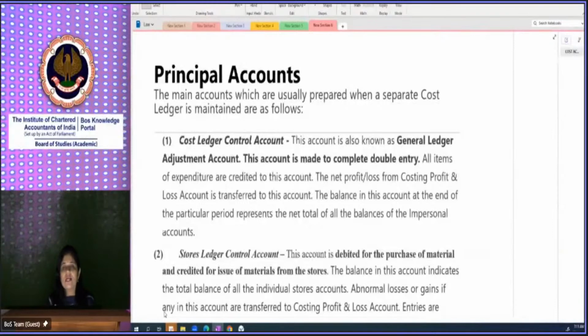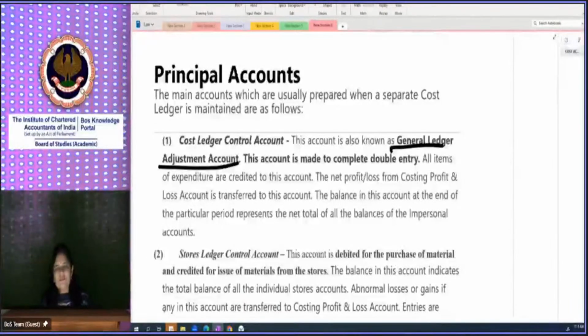All right. So this account is maintained under cost ledger. It's a general ledger adjustment account. So GL account. The GL account is basically to complete the double entry. See, we are not integrating with financial. We are maintaining a separate set of books. Since we are maintaining a separate set of books, we have to make a double entry.